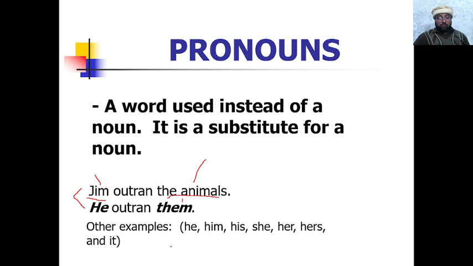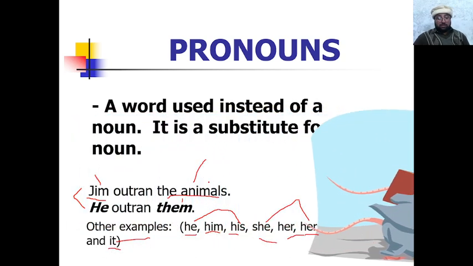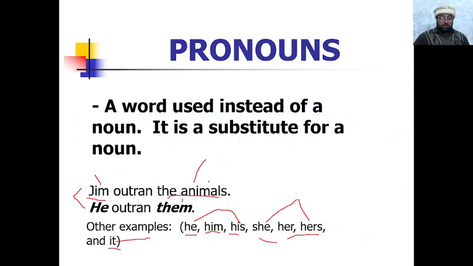Other examples of pronouns are he, him, his, which are used for men, she, her, and hers, which are used for women, and then we have got it, which we use for everything instead of men and women. This is Jim outrunning animals. So for animals, we are going to use them or it. Okay, if it is singular, then we will use it. For a chair, it is the pronoun. For a dog, it is the pronoun.